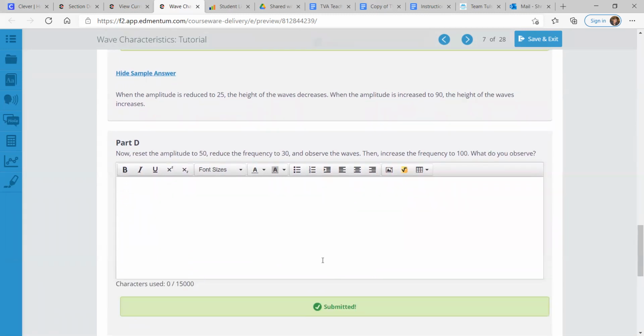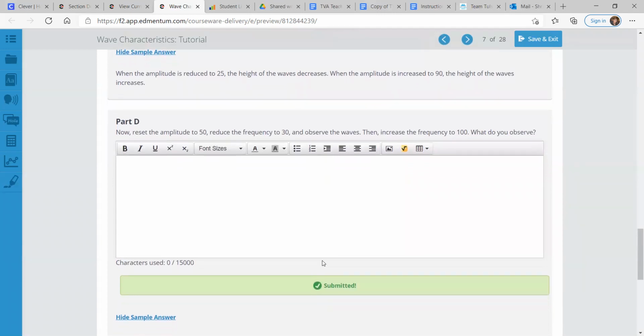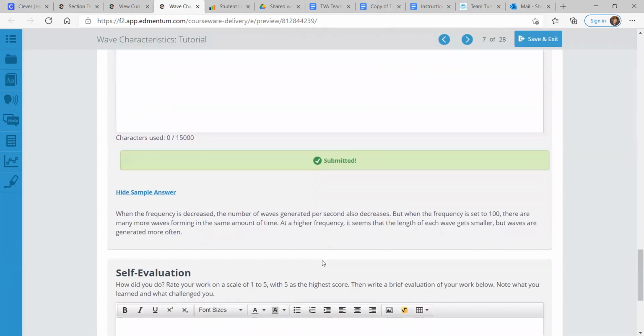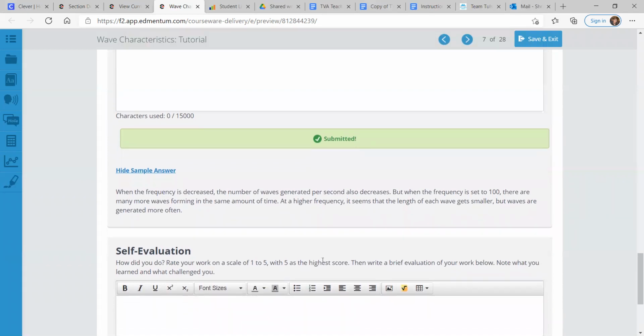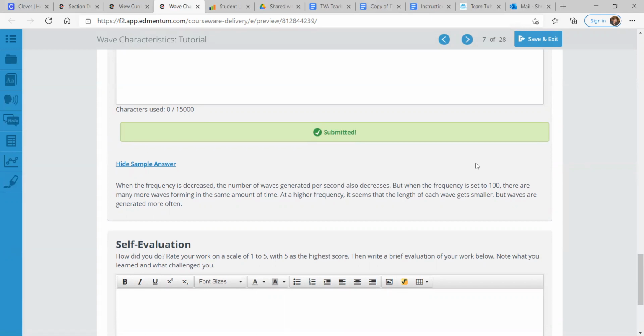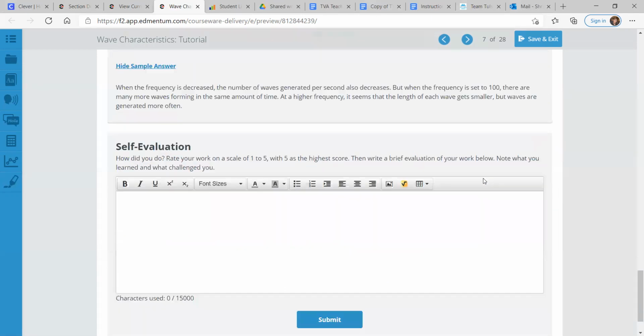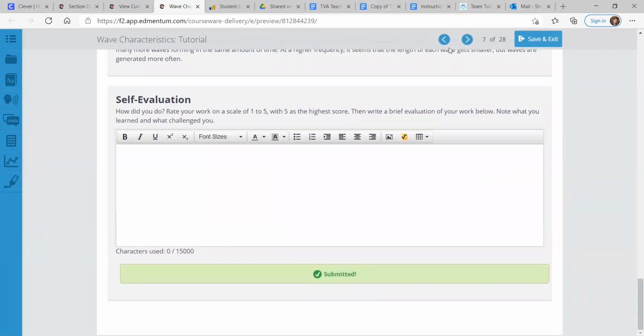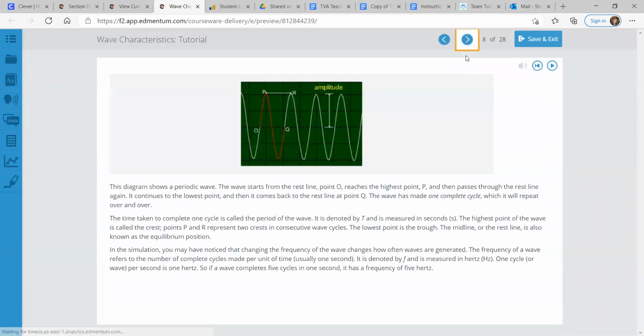Then it asks you to reduce the frequency and observe what happens, and then increase the frequency. If you decrease the frequency, the number of waves generated per second decreases. If you increase the frequency, there are more waves forming in the same amount of time. The waves are more frequent. Think of it that way. It seems that the length of each wave gets smaller, but waves are generated more often. And we're going to explain why here.